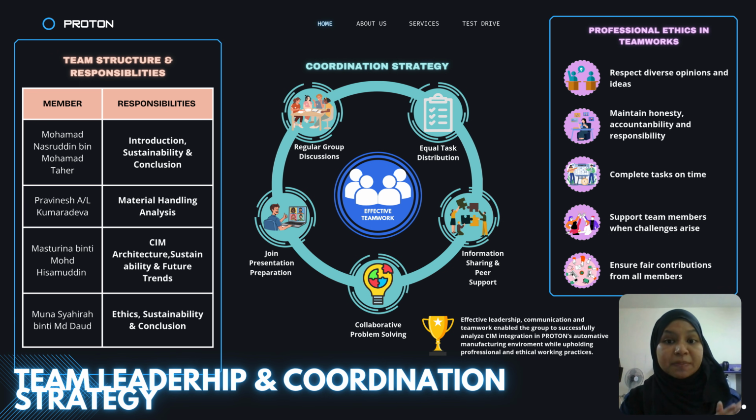Next is about team leadership and coordination strategy. Based on this slide, it will show how our group applied leadership, teamwork, and professional ethics throughout this project. To ensure the project was completed successfully, tasks were divided according to each member's strengths and expertise, which means every member was given clear responsibilities and contributed to different sections of the project.